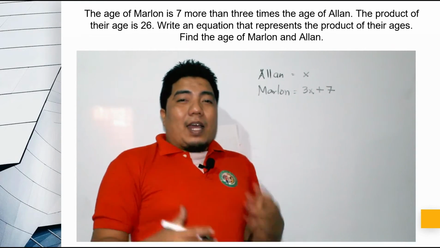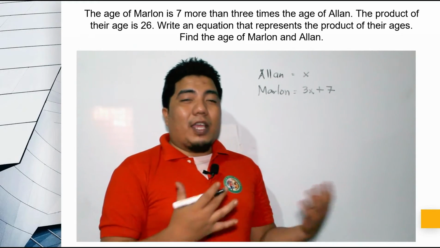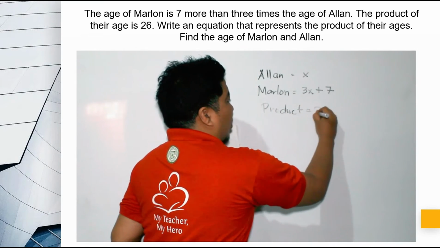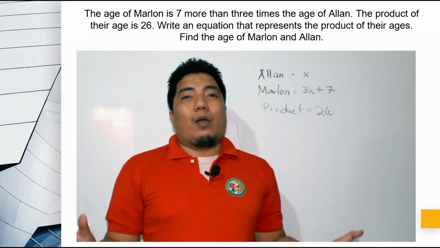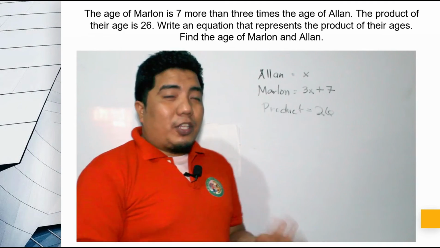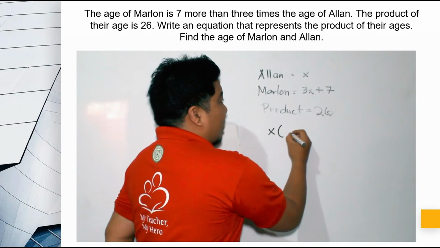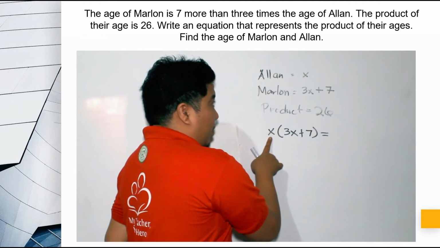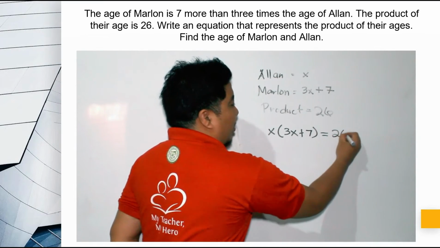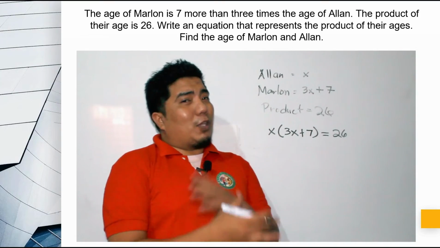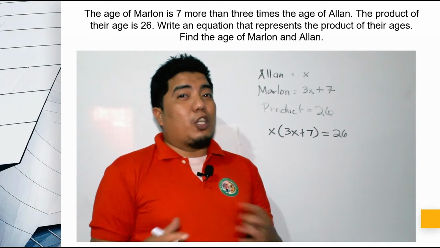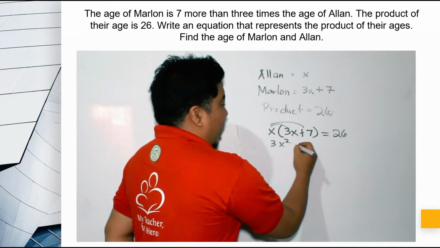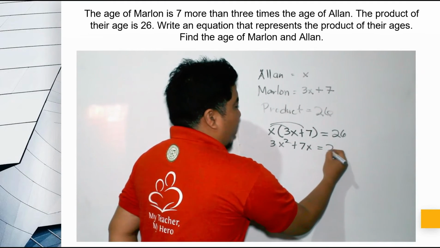Okay. So, now, another given is also said that the product of their ages is 26. Since it has been said that the product, therefore, the solution here is very simple. You will just multiply the two ages of the two persons, okay? So, the age of Alan and the age of Marlon, and the result is 26. Now, what we need to do here is to just simplify and transform this to the standard form. So, we will distribute this one, and this will become 3x squared, and this will become 7x. Alright. And we have here 26.